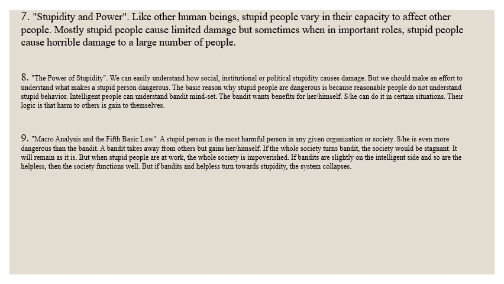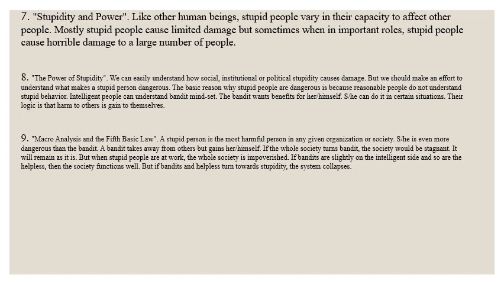Then he also talks about the power of stupidity, how social institutions or political stupidity cause damage, and he says that we should make an effort to understand what makes a stupid person dangerous. The basic reason why stupid people are dangerous is because reasonable people do not understand stupid behavior. Intelligent people can understand the bandit mindset. The bandit wants benefit for him or herself, and can do it in certain situations. Their logic is to harm others to gain for themselves.